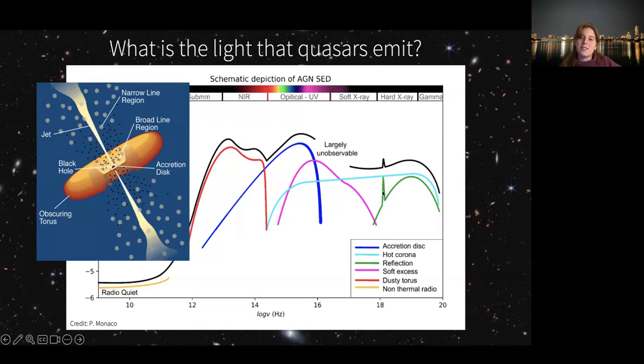What people call reflection, I think this is just a schematic. This is just one type that you could see. I don't fully know why the author of this figure decided to put it over here, but there could be things you can call reflection also in the optical, in the UV. It's just light from one structure around the black hole scattering from different parts.